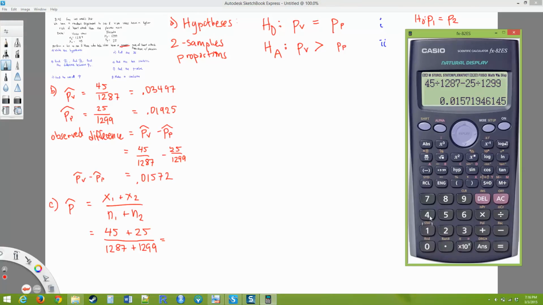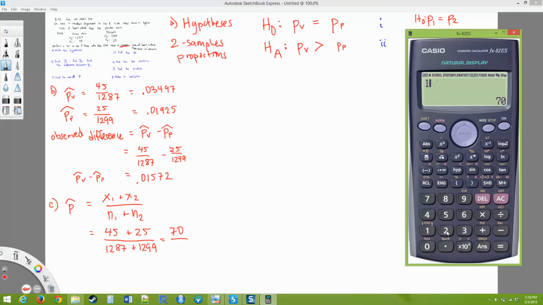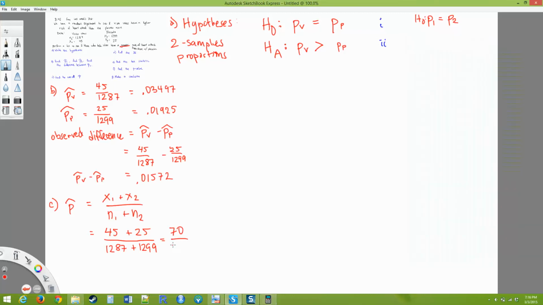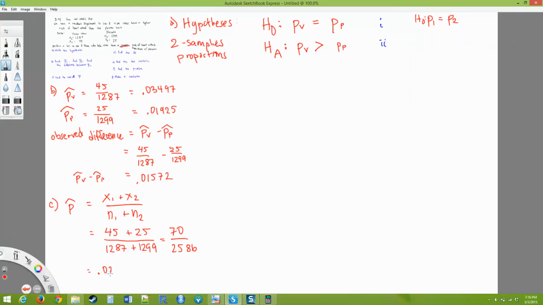Do not do the two fractions separately and then use that. So 70 divided by 2586, and I get 0.0271. Okay, this is my P hat.